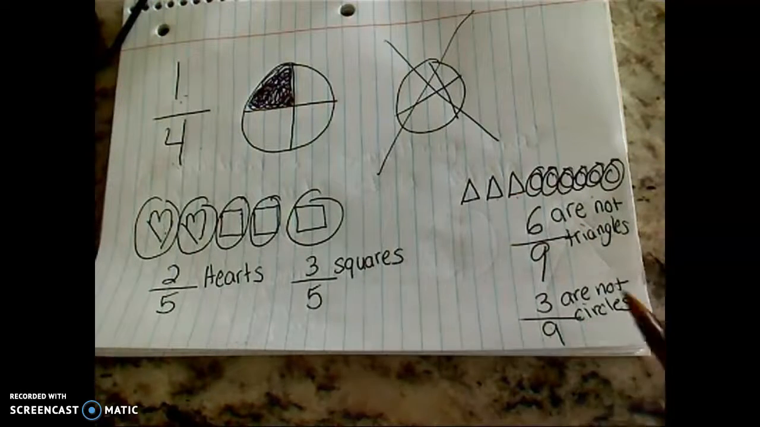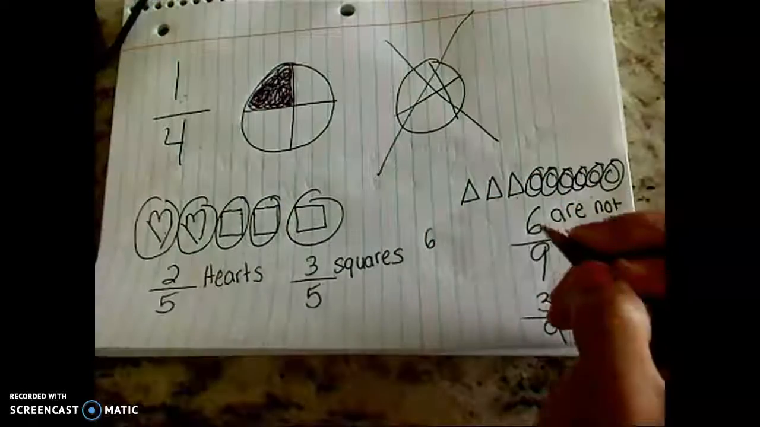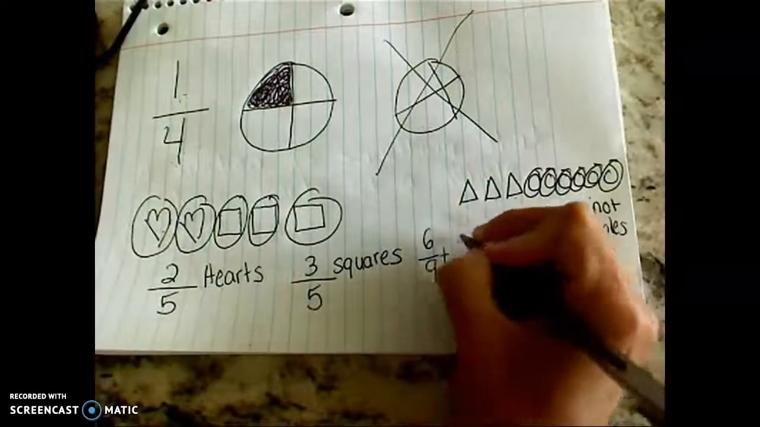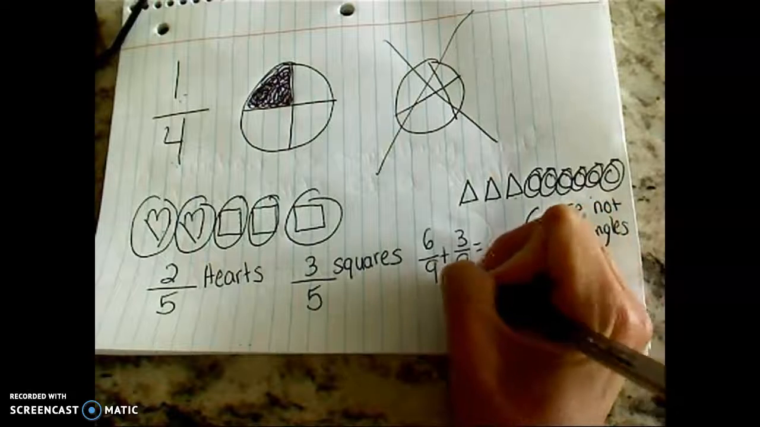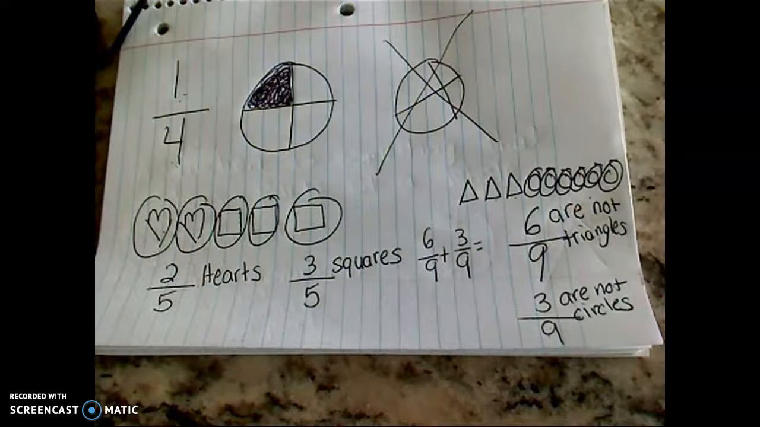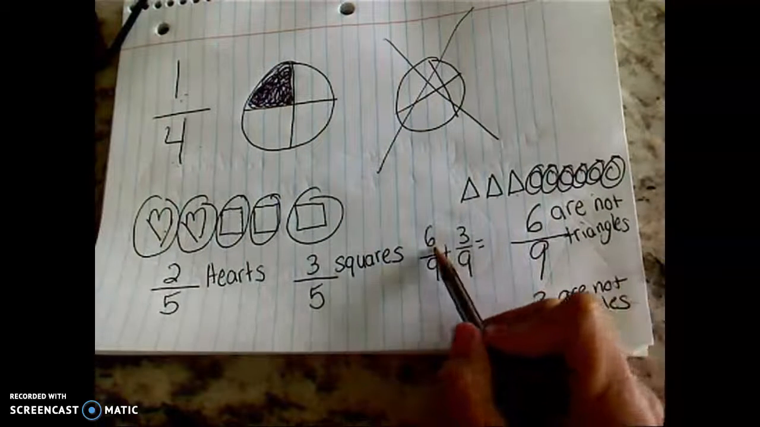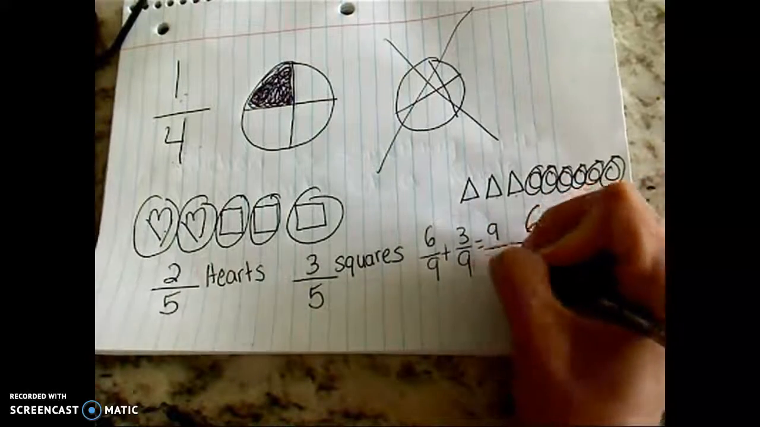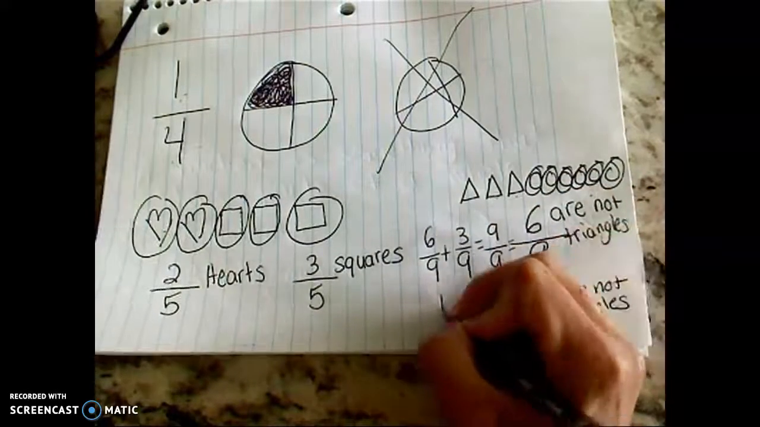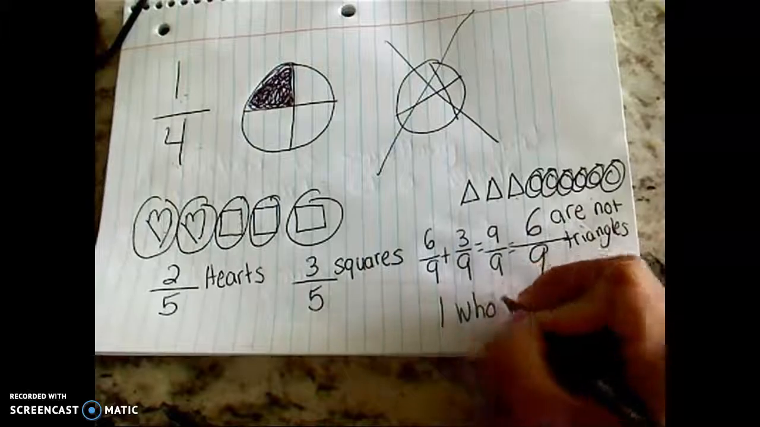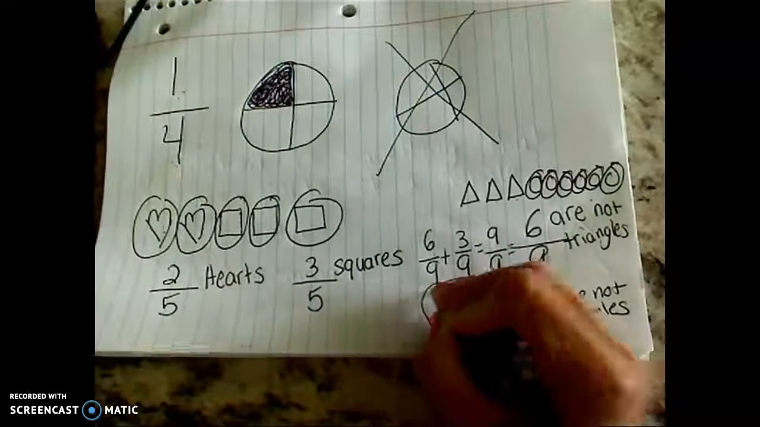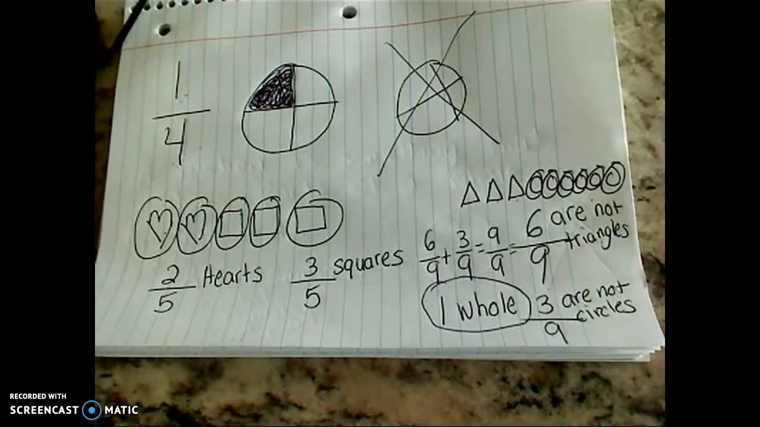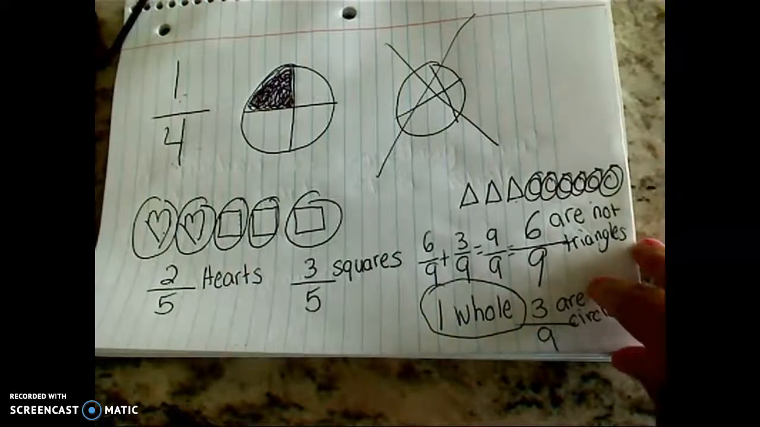Now I want you to look at this. If we said 6/9 plus 3/9, that should give us one whole, because that should give us our whole set, including triangles and circles. So if we look, 6 plus 3 is 9/9, which we know equals one whole. So we know we have done it correctly. All right.